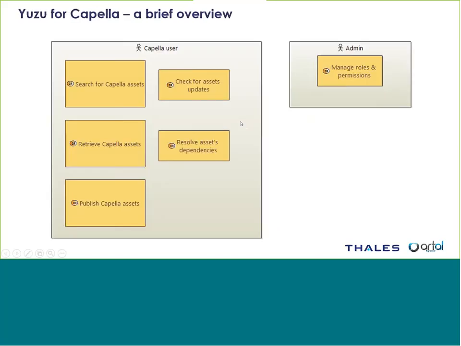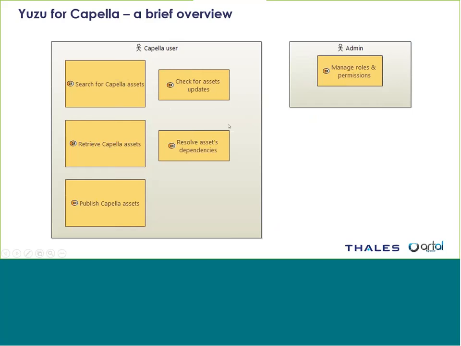So Yuzu is there for this very purpose. So that's the operational analysis, the very basic one of Yuzu. What users can do with Yuzu is basically to search for Capella assets, either libraries or projects. Then once you have found your asset, you can retrieve it in your workspace. And the symmetric is that you can also publish a new asset or a new version of assets.